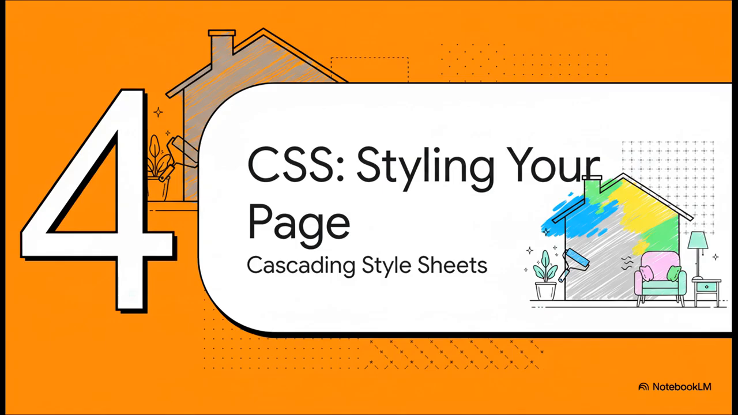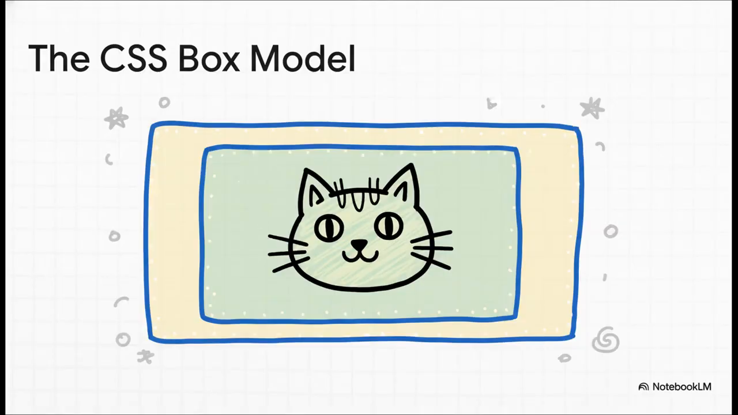So we've built the house with HTML. We've got the rooms and the walls. But right now, it's just a bunch of gray concrete. To add paint, put in furniture, and really give it some style, we need our second language, CSS, which stands for Cascading Style Sheets. Now, the most fundamental concept for understanding how CSS lays things out, and honestly the one thing that trips up almost everyone at first, is the box model.